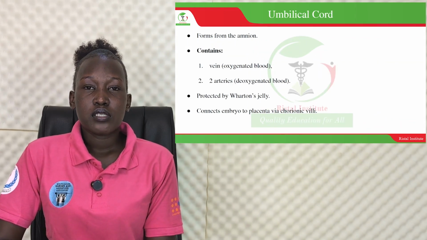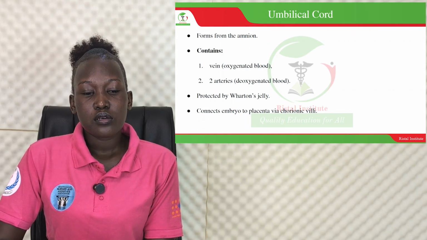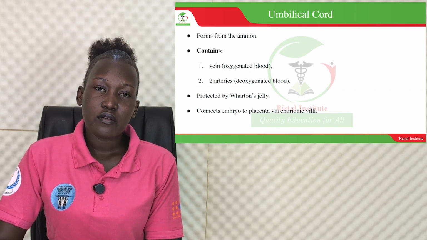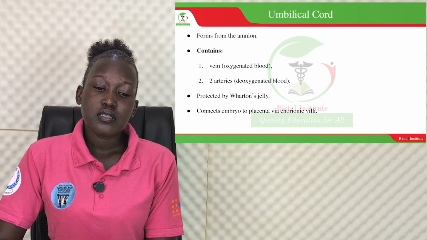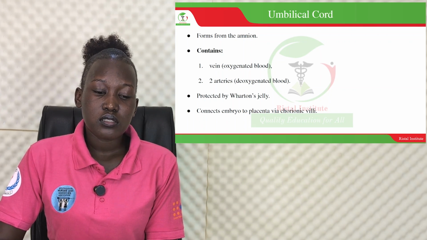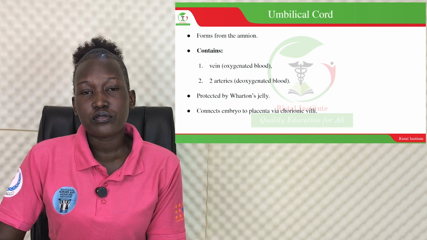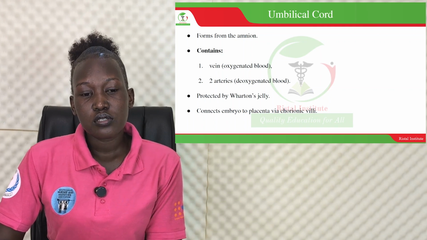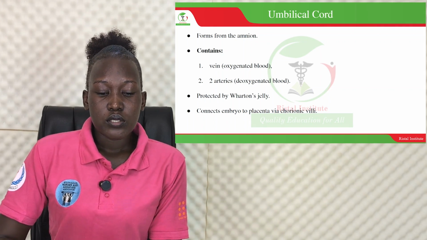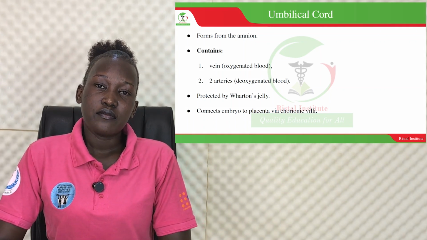So we have the umbilical cord, which is formed from the amnion. In most cases it contains one vein and 2 arteries. The one vein carries oxygenated blood, and the 2 arteries carry deoxygenated blood. This umbilical cord in most cases is covered with what we call Wharton's jelly. It connects the embryo to the placenta via chorionic villi.